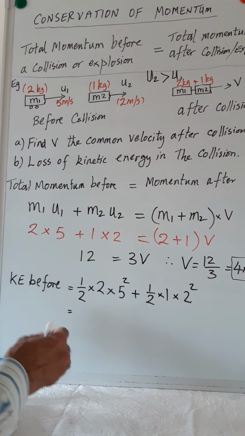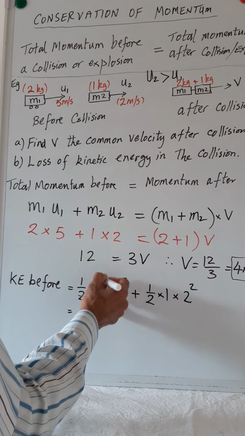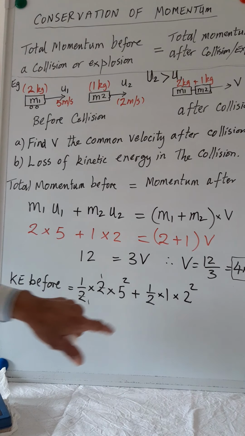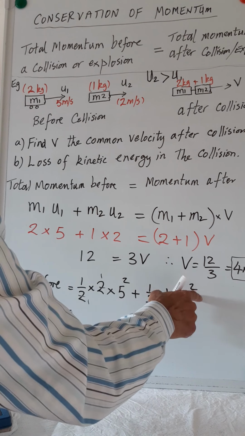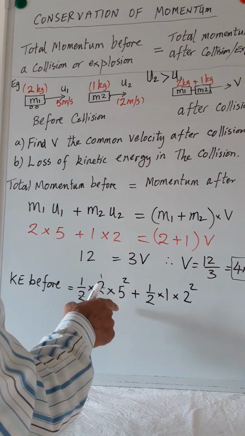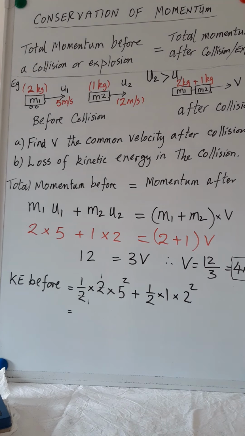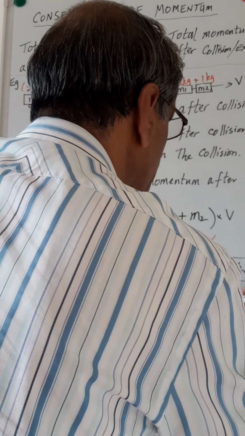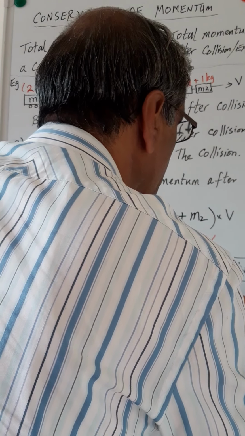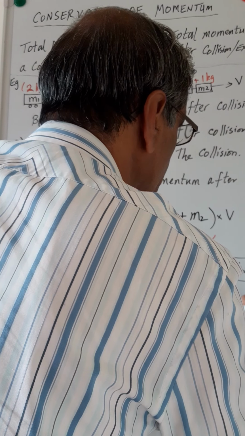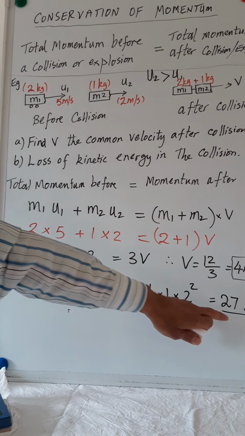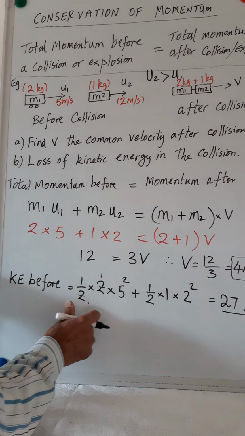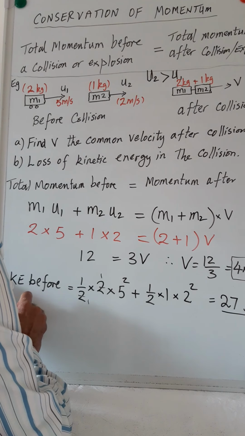Now, if you work that out, 2 into 2 goes once, that cancels out. 5 squared is 25, so 25, and 2 squared is 4. 4 divided by 2 is 2. 25 plus 2 comes to 27 joules. So the kinetic energy before collision was 27 joules. Okay, now let's work out the kinetic energy after.